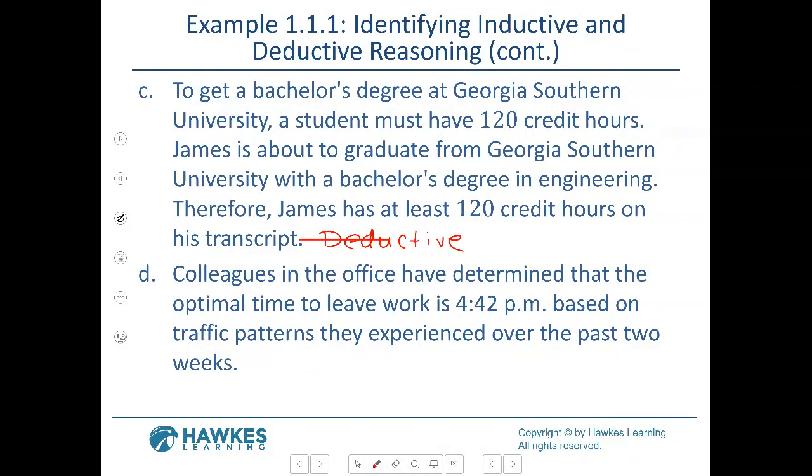Colleagues in the office have determined that the optimal time to leave work is 4:42 p.m. based on traffic patterns they experienced over the past 2 weeks. So they are basing this off of their specific examples. So this would be inductive.